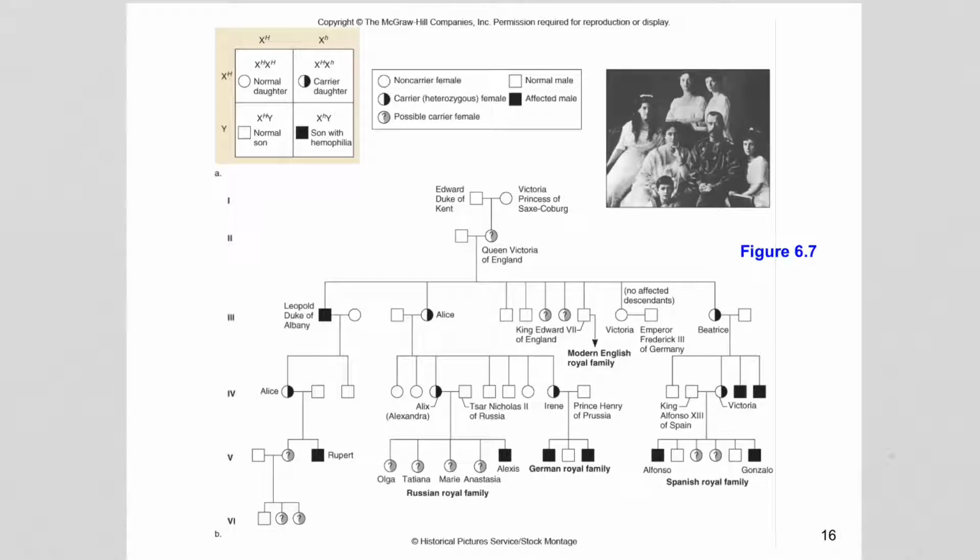So figure 6.7 from your textbook shows a very extensive pedigree. So not limited as we saw in the previous example. This is very well tracked across royal families. And this is hemophilia B. So it's another X-linked recessive condition. It's also referred to as Christmas disease or factor IX deficiency.